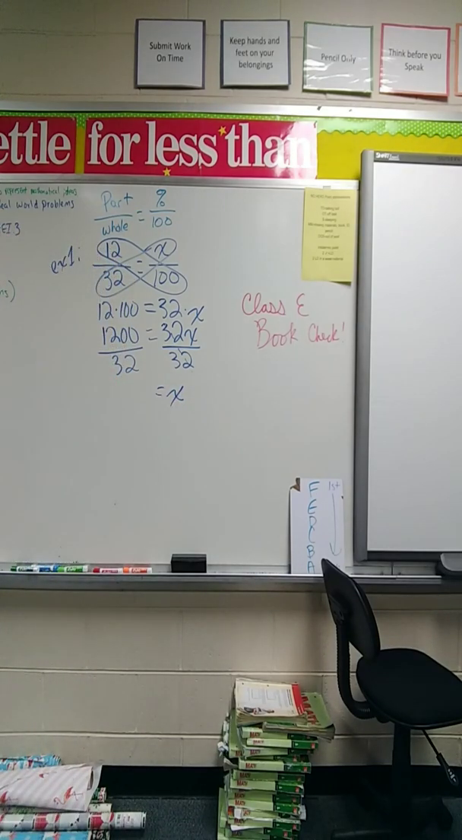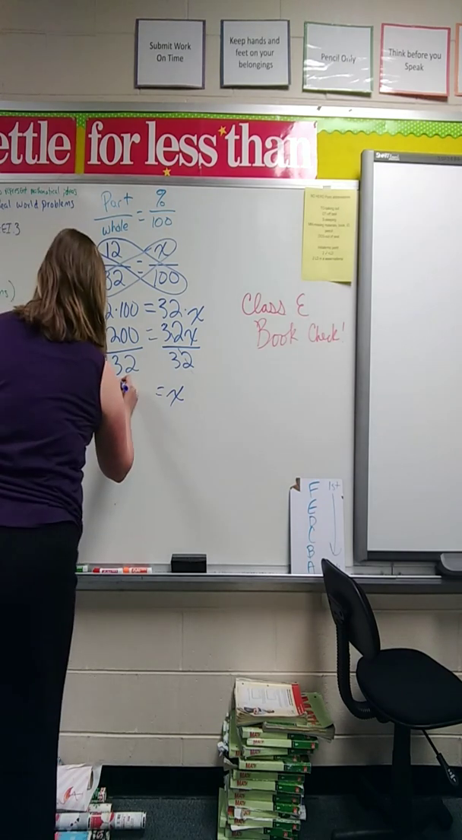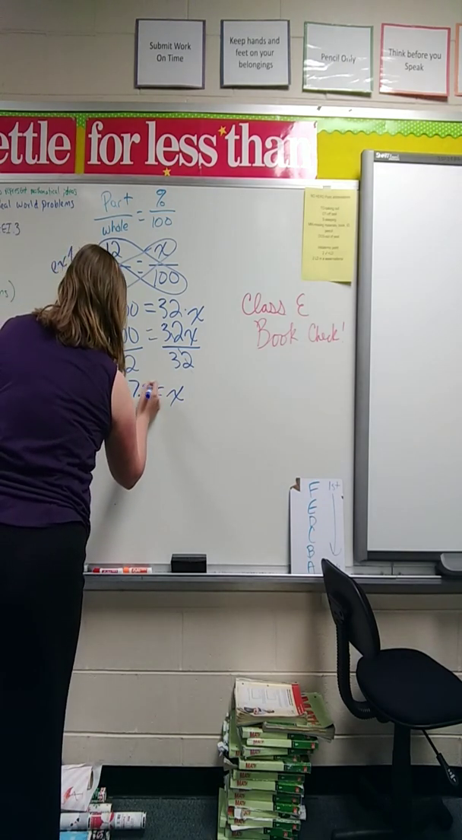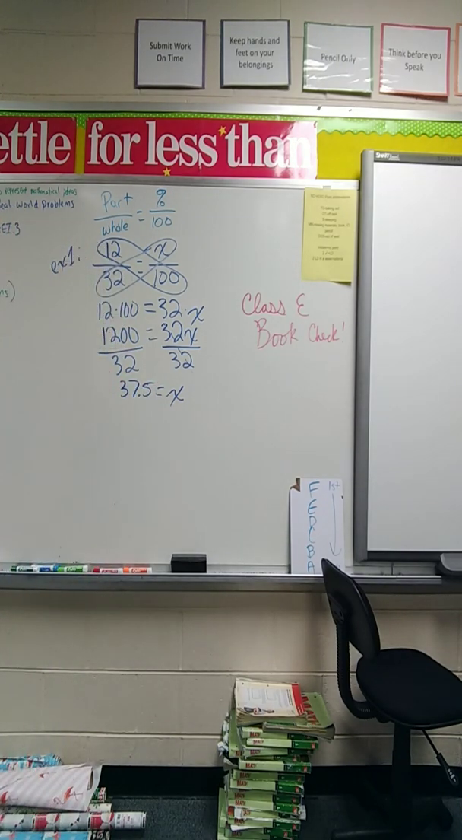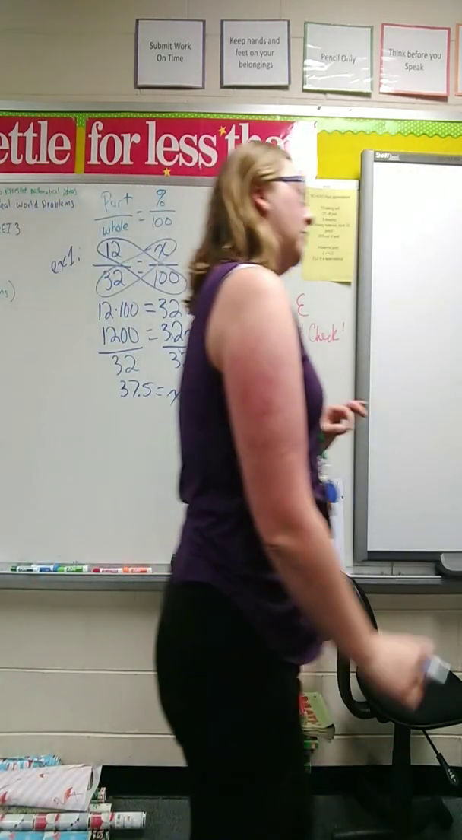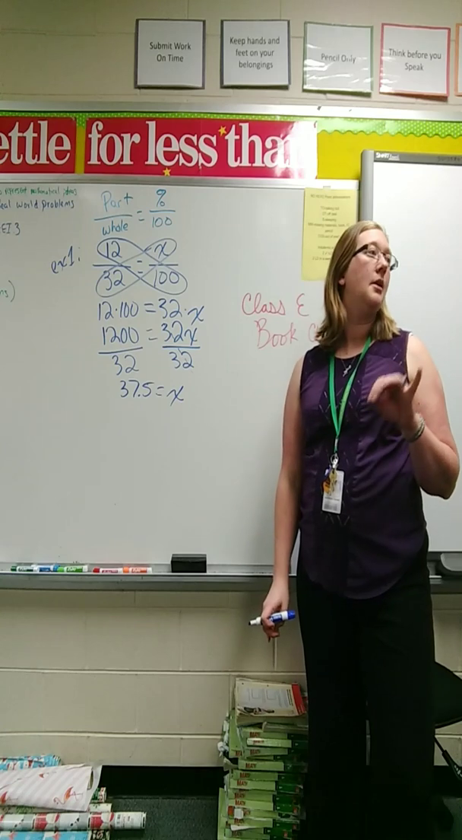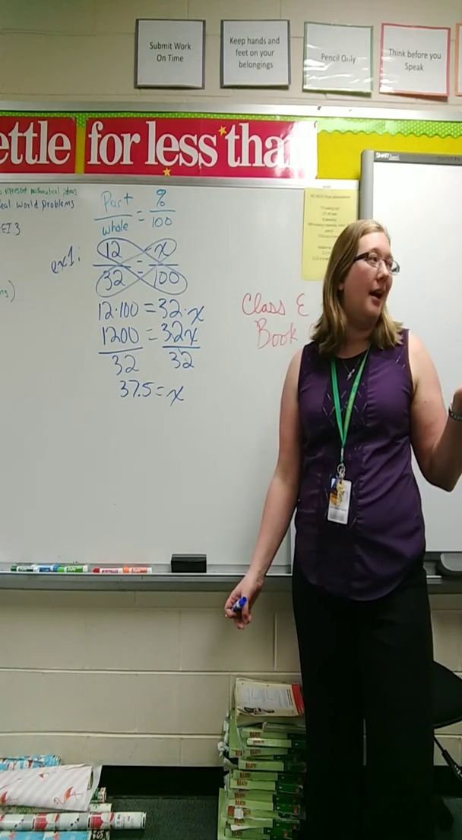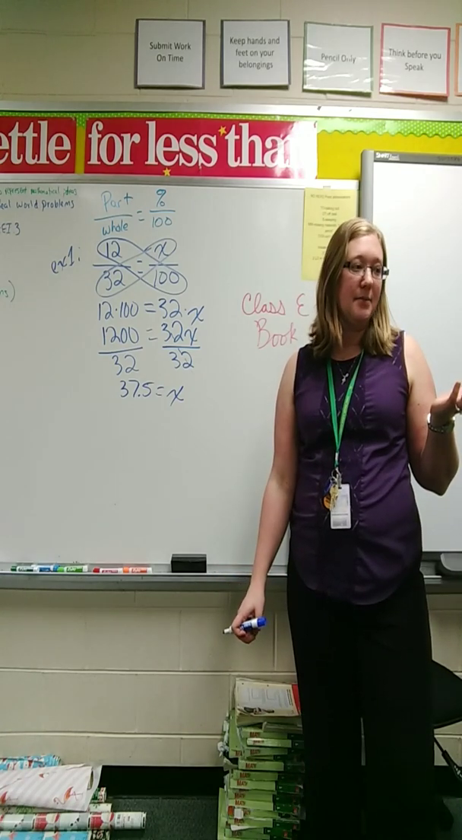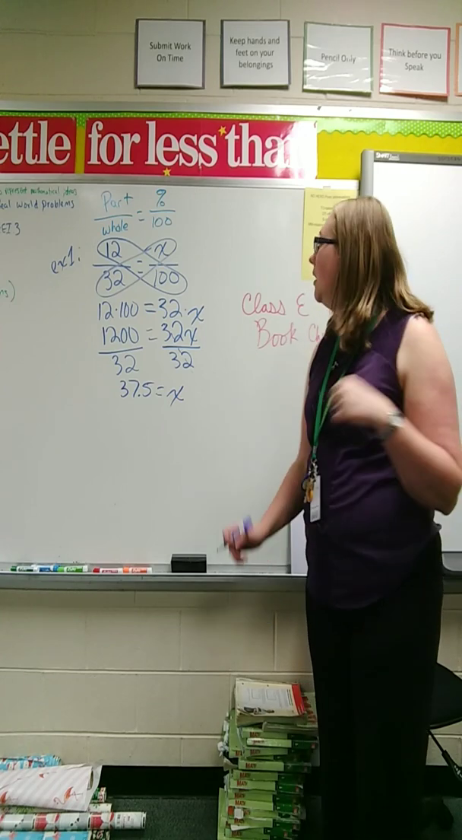1,200 divided by 32. Do I have any handy dandy calculators out? Yep, that one. I'm sorry? 37.5. 37.5. Alright. Can I have a decimal and a percent? Yeah, absolutely. Why not? I can absolutely have that. No biggie. Okay?